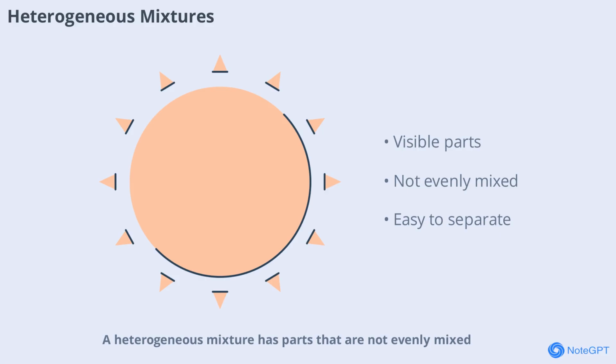A heterogeneous mixture has parts that are not evenly mixed. You can see the different substances with your eyes. For example, a bowl of cereal with milk or a mixture of sand and iron filings. In these mixtures, the components remain separate and can often be picked out easily. Heterogeneous mixtures are everywhere, from the food we eat to the things we use every day.